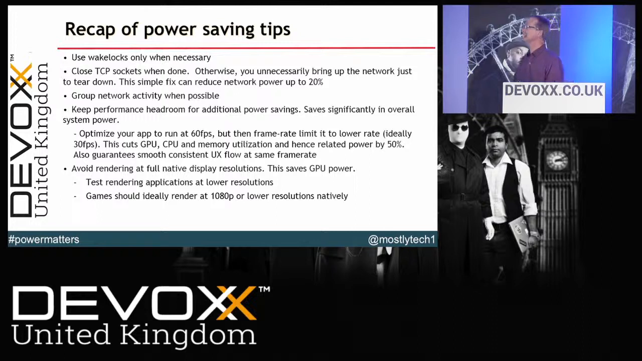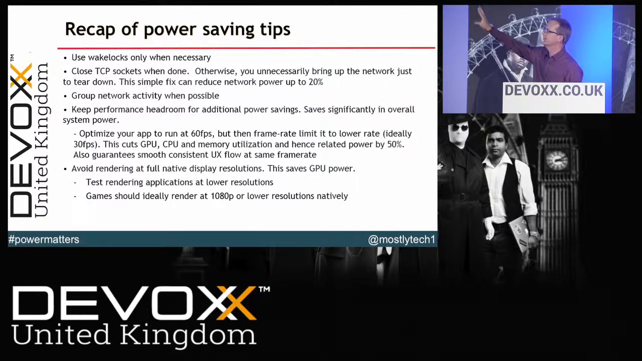So just to recap, use wake locks only when necessary. You don't want to keep the processor awake. Close your sockets when done. Otherwise, you're going to bring up the network just to tear it down. That can save a lot of power. Group your network activity. You can do it manually, or if you're on Android, you can use the API I talked about.